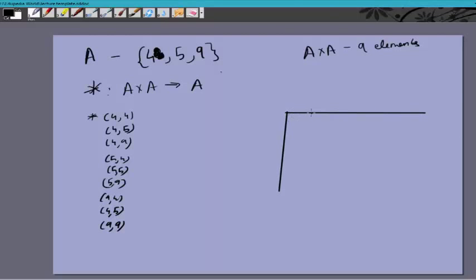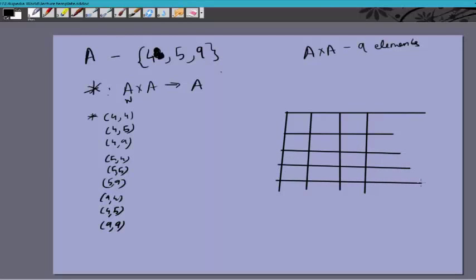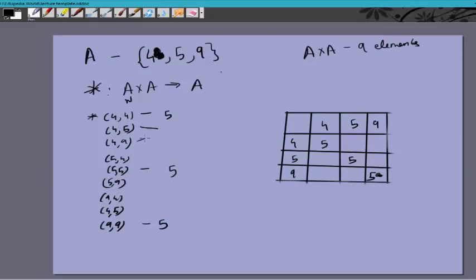Right? So the number of entries in the table will be n, where n is the number of elements here. One extra will just be for the heading. And we can just fill up all these 9 entries within this table, and then we can say that this table completely determines the binary operation. So let's say you go row, comma, column. So this is the first. So 4, 5, 9, 4, 5, 9. Let's say 4, 4 is 5. Let's say all the equal ones are 5, just for the sake of it. So 4, 4 is 5, 5, 5 is 5, 9, 9 is 5. Yeah. Let's say these 3 are 4, and let's say these 3 are 9.